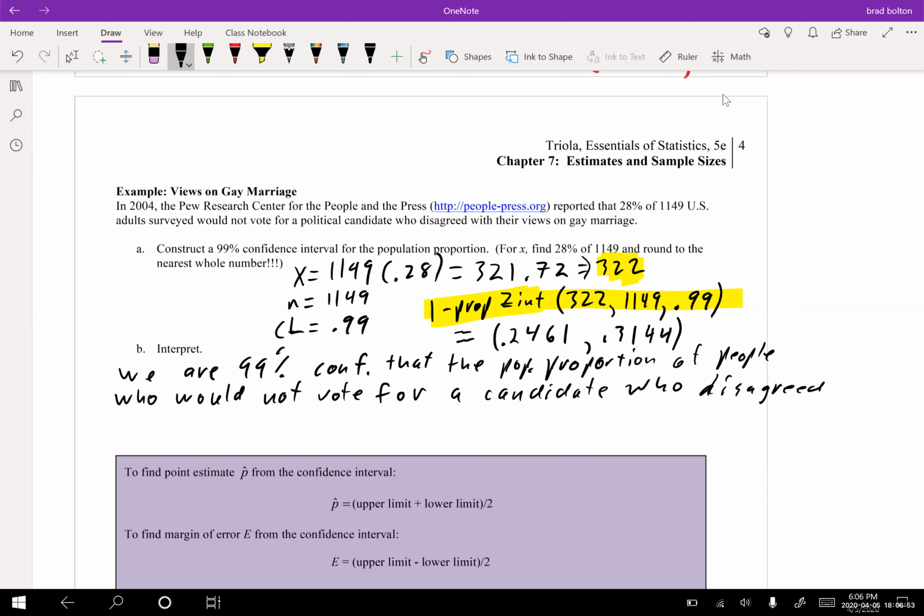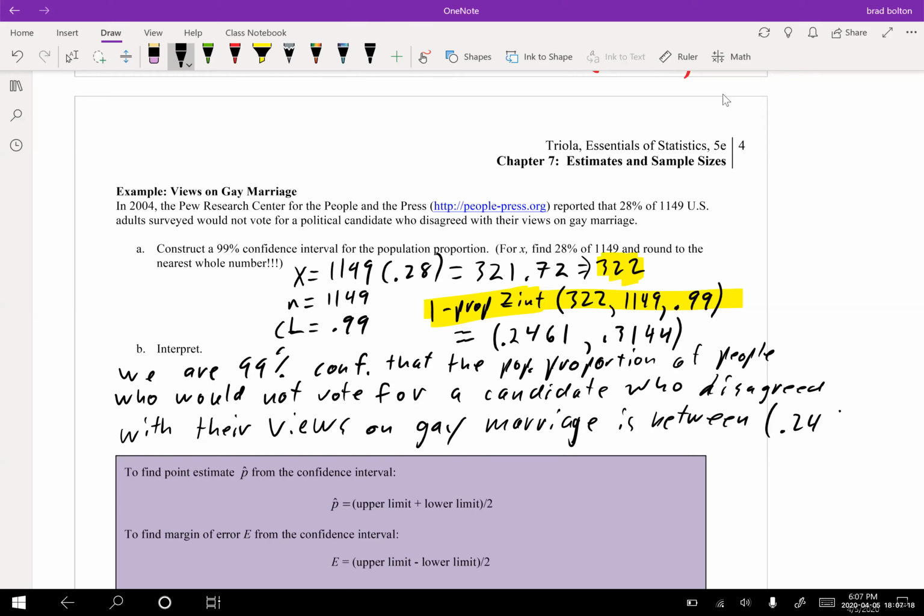So when we read this again, we are 99% confident that the population proportion of people who would not vote for a candidate who had disagreed with their views on gay marriage is between, and here's where I bring in the confidence interval, 0.2461, comma, 0.3144. I did my job.